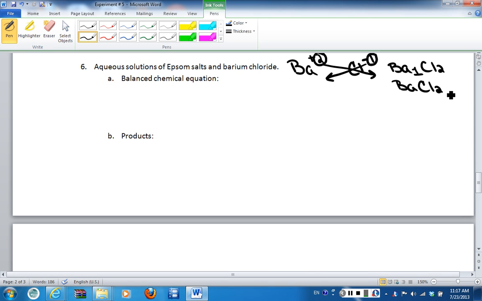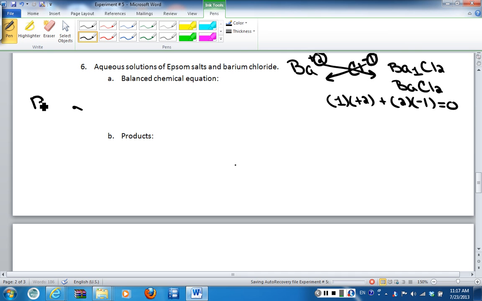So you know you properly balanced it. Just to illustrate that, we have one barium, and it has a +2 charge. We have 2 chlorines, and they both have a -1 charge. And what you see is that this is equal to 0. So you know you have the correct formula. So we have barium chloride, and the question itself told us that it is in the aqueous phase.